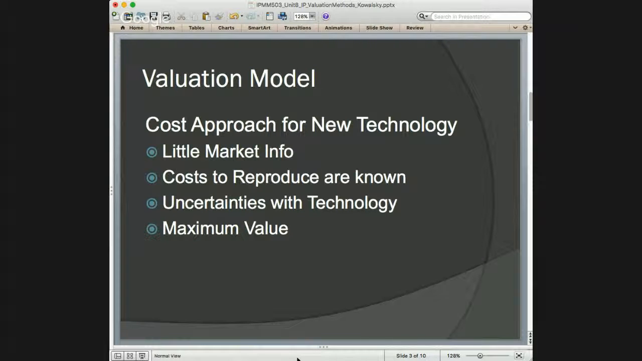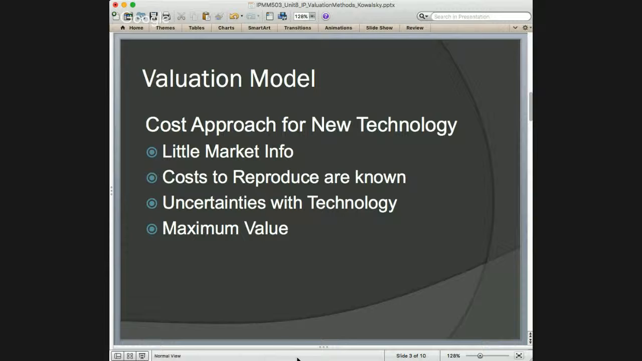As this is a new technology, we will use a cost approach model. As this is a new technology, it is very likely that very little information about the market is available. It is also likely that the costs to reproduce this technology are known. It is likely that this technology was recently developed, and most, if not all, costs will be relatively easy to determine. As part of the analysis, it will also be likely that we will be aware of competing technologies and the likelihood of obsolescence. All of these values will allow us to develop a maximum value that will be useful in future transactions.